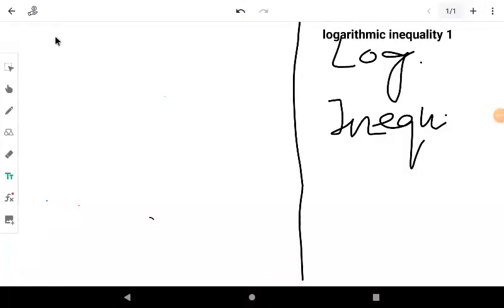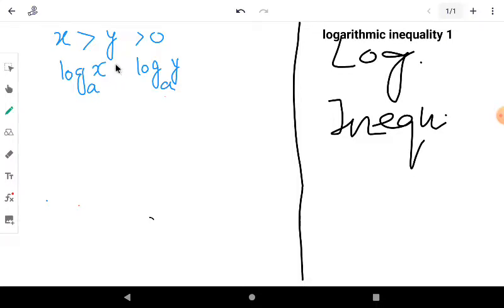Logarithmic inequality. If x and y are two positive numbers such that x is greater than y, guys. The first rule of logarithmic inequality says that if you take log x and log y of the same base, of course, the sign of the inequality would be the same.